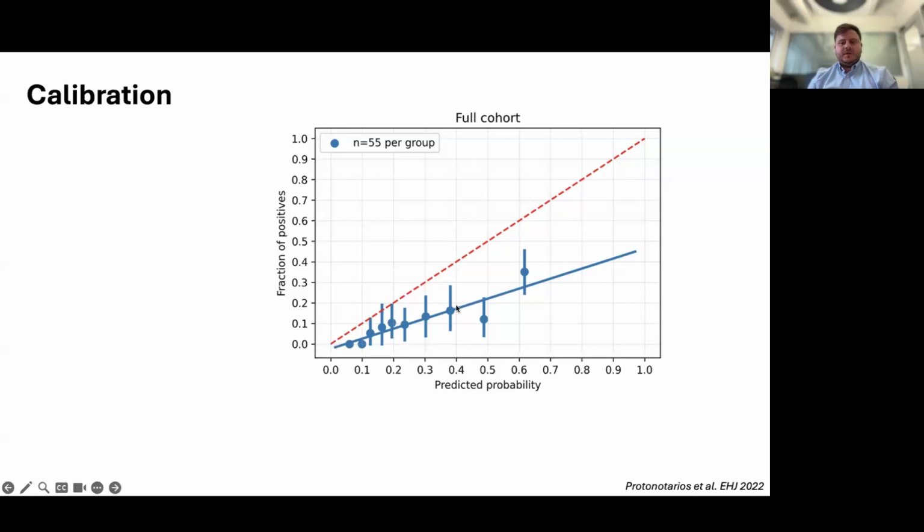So if you predicted on average 50%, you see an event rate of around 50%, for example. But what we actually saw in this model was that we were getting much higher predicted probabilities than the actual event rate. So, for example, the most extreme case was this group here, which had a mean predicted probability of nearly 50%, but the actual estimated event rate was just above 10%. So there's a huge discrepancy between what we were expecting and what we actually found.